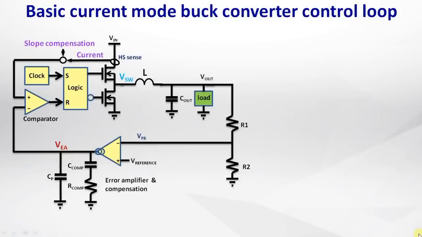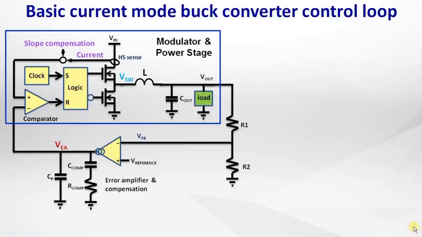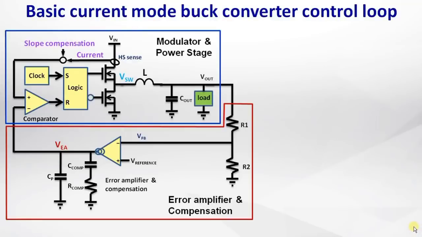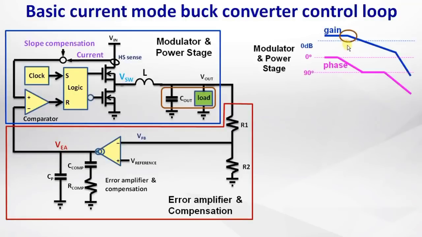The control loop consists of the modulator plus power stage and the feedback network, error amplifier and compensation. The modulator power stage has a dominant low frequency load pole and a sample and hold high frequency double pole. When using ceramic output capacitors, the output capacitor ESR zero will lie at relatively high frequency, often above the switching frequency, so you won't see it in this gain and phase graph.